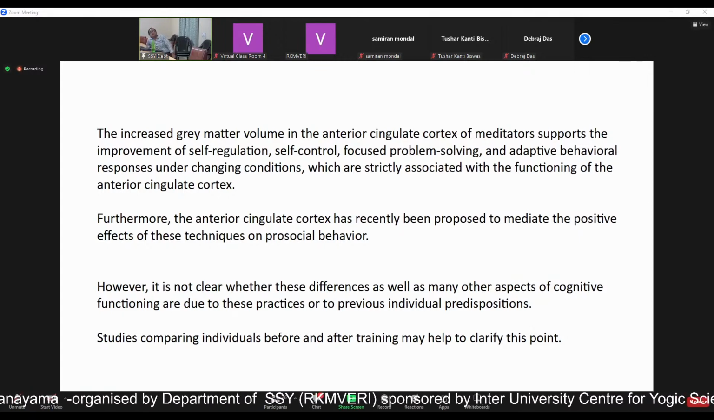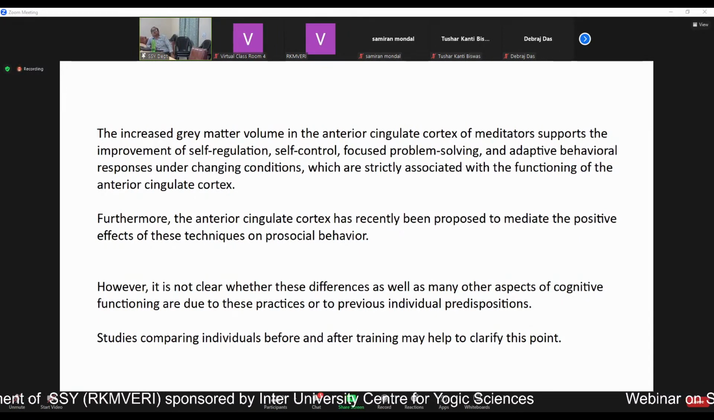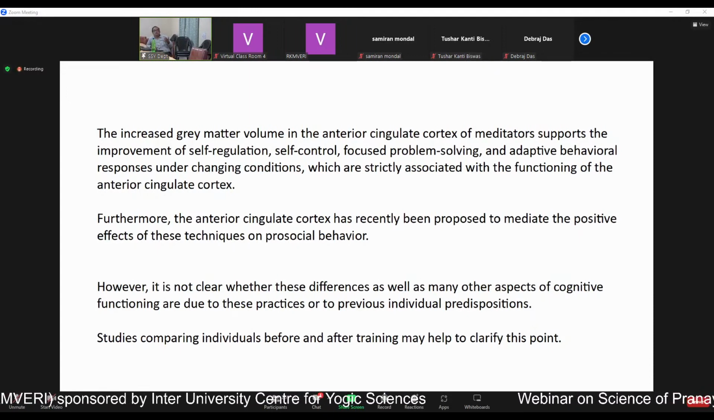Furthermore, the anterior cingulate cortex, the region I mentioned, has recently been proposed to mediate the positive effects of these techniques on pro-social behavior. I earlier talked about pro-social behavior in the context of emotional regulation. Here we know that some kind of emotional regulation enhances pro-social behavior. They have seen changes in the anterior cingulate cortex, which is already known to help us maintain better pro-social behavior.